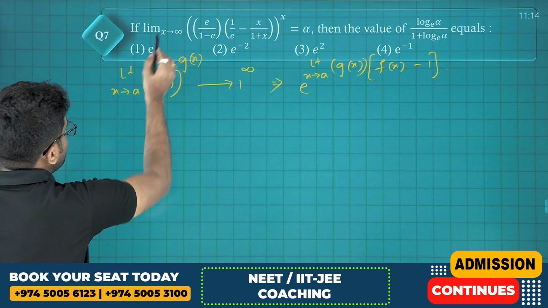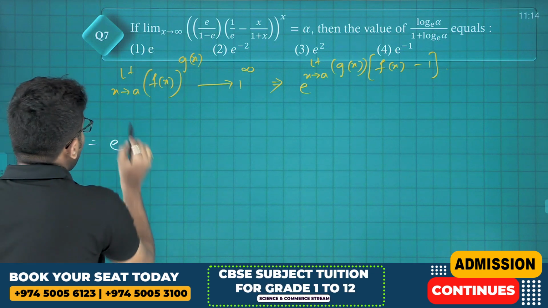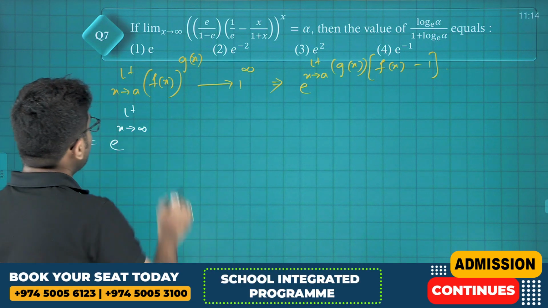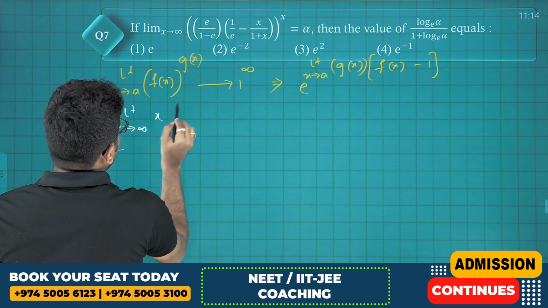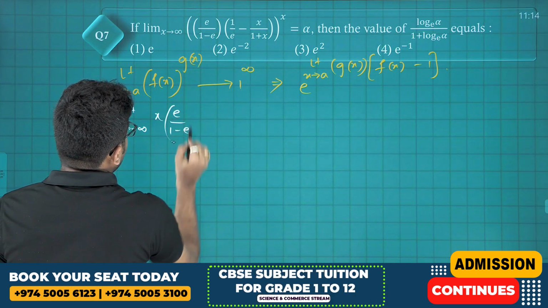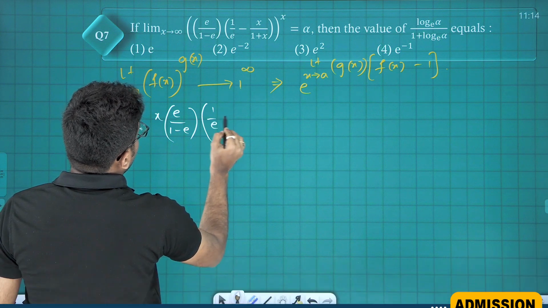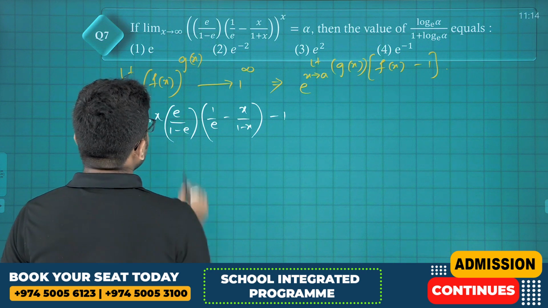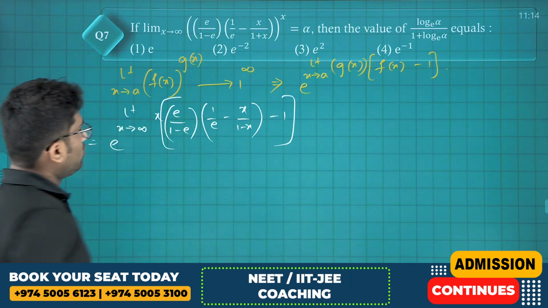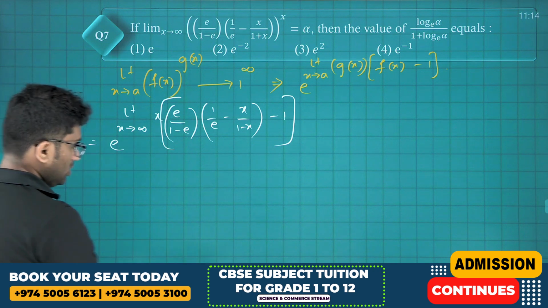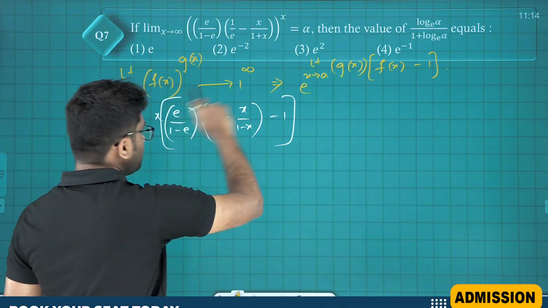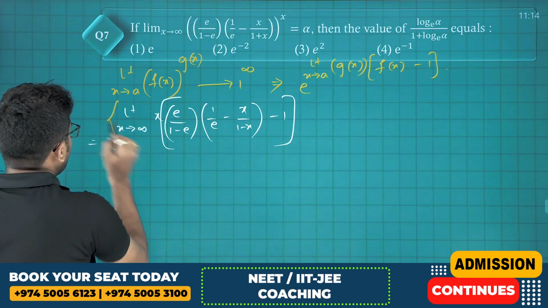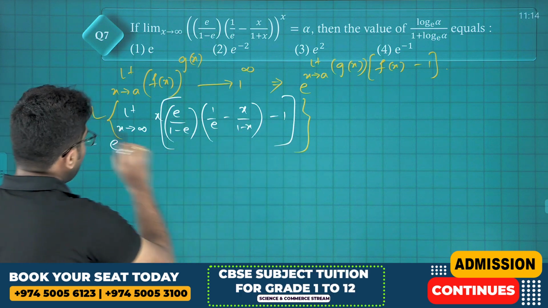Now this we can write as e power limit x tends to infinity of x into [e/(1-e) times (1/e - x/(1+x))] minus 1. We have this, okay. Let's try to simplify only this exponent part. Let this exponent part be capital L.